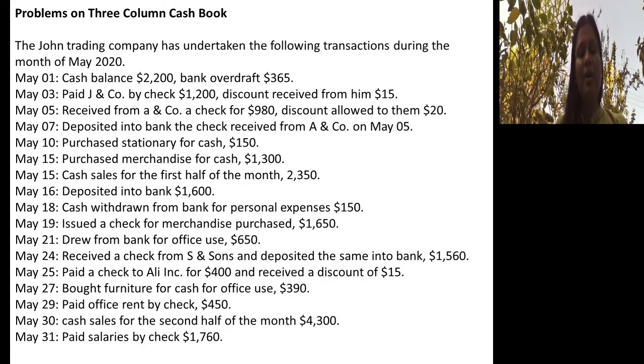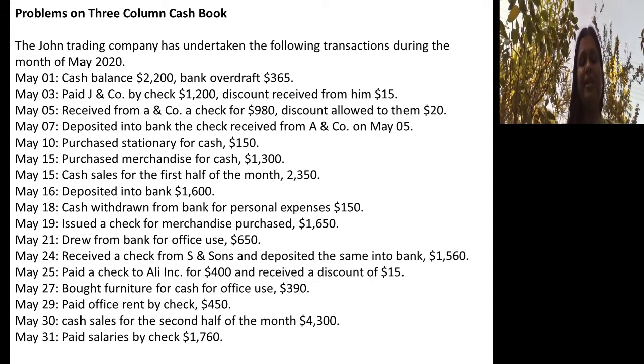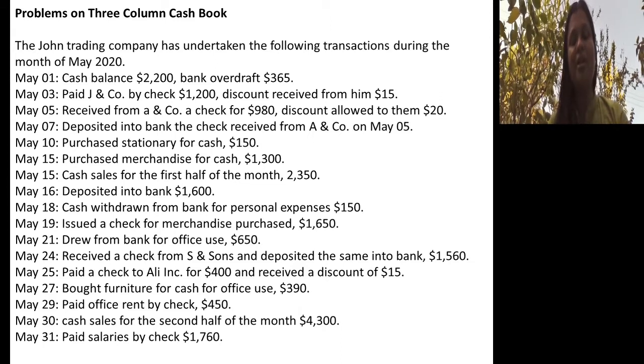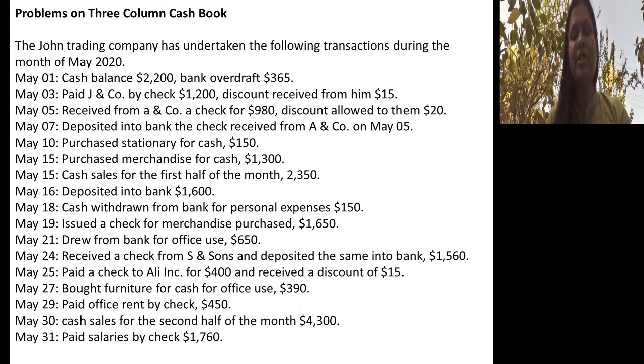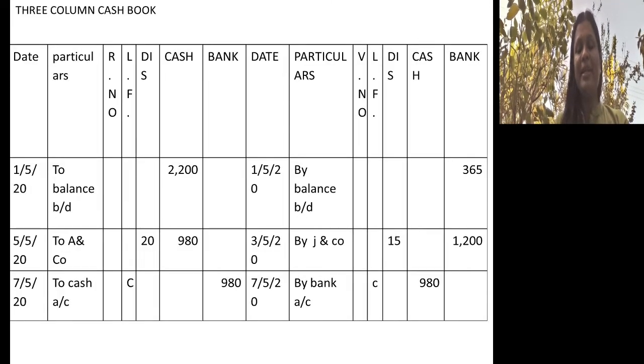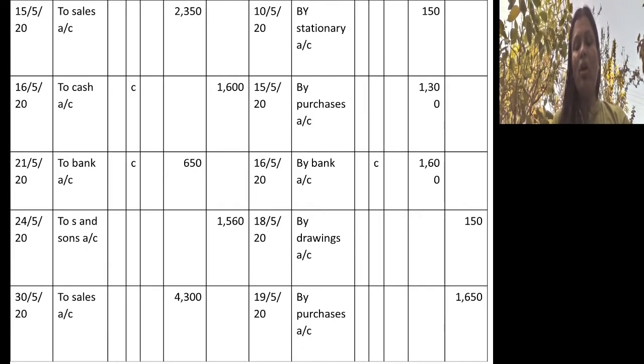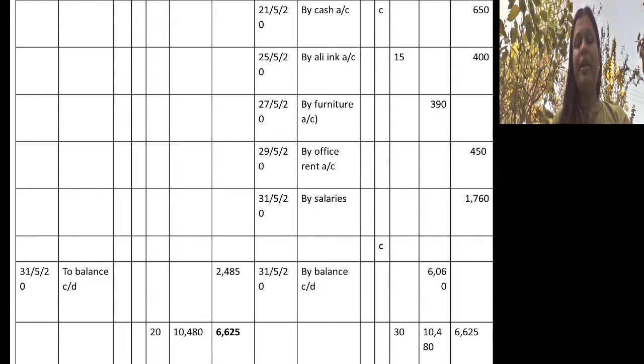So next one, paid a check to Ali Inc. for 400, received a discount 15. We paid a check to Ali Inc. So the journal entry is Ali Inc. account debtor to bank 400, Ali Inc. account debtor to discount 15. So on the credit side, just see how I recorded. Ali Inc. account debtor to discount 15 to bank 400.